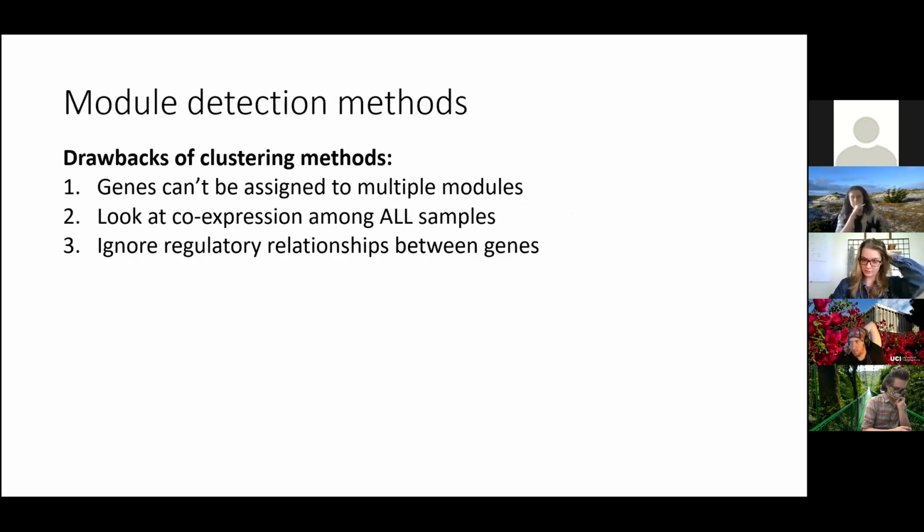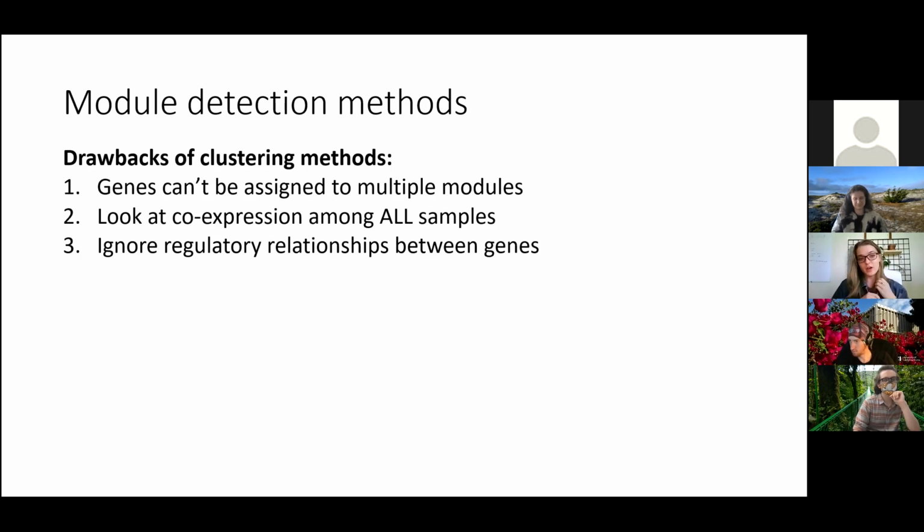So module detection methods are useful when you have a large data set of the full transcriptome and you want to figure out what's happening at a larger systems level. So basically grouping genes into modules of co-expressed genes that typically represent pathways. Usually people tend to use clustering methods for module detection. The most common example is WGCNA, but there are a few drawbacks of clustering methods.